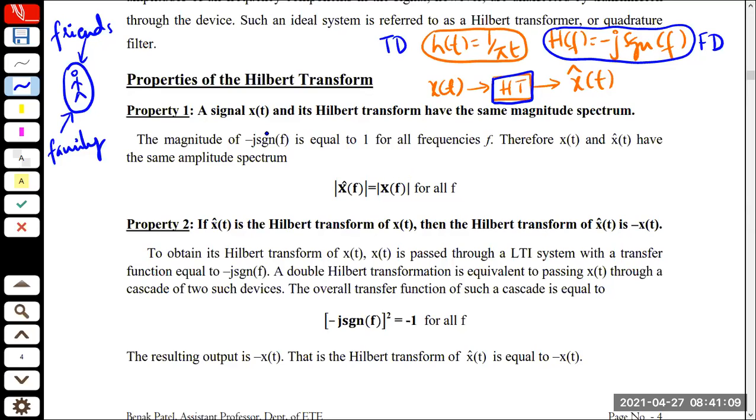So this is property number one, where the magnitude of negative j signum function of f is equal to 1 for all the frequencies. If I apply the modulus operator on both sides, we'll get its value as equal to 1 for all the frequencies. Thereby x of t and x cap of t have the same amplitude spectrum. This is our property number 1.